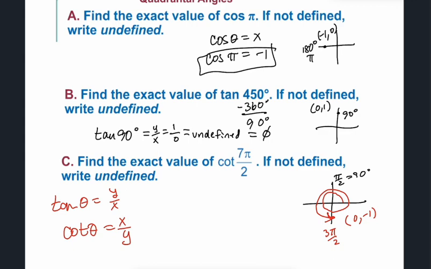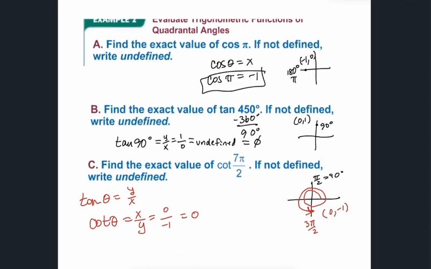So the x value at that location is 0. The y value at that location is -1. 0 on the top of a fraction is perfectly good. It's just the number 0. So the tangent would be undefined, but the cotangent is 0. Okay. So quadrantal angles are great.